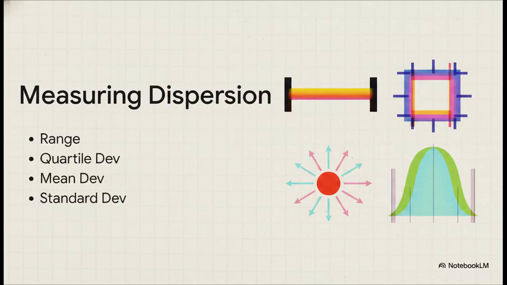And here is our arsenal for measuring that spread. We've got the range for those absolute extremes, quartile deviation for the middle 50%, mean deviation, and of course, the heavyweight champion, standard deviation. That one actually factors in every single data point's squared distance from the center. Together, these 4 tools tell us exactly how far our data travels from that center anchor we found earlier.